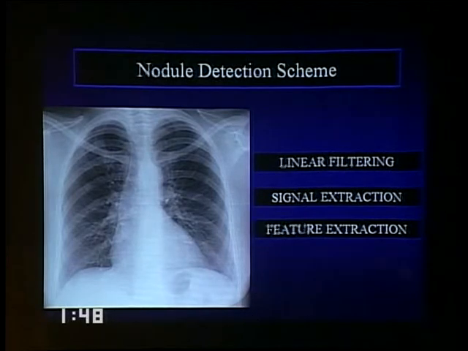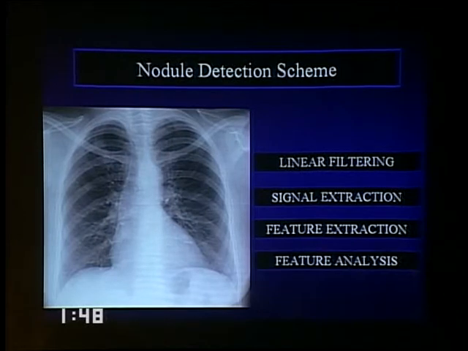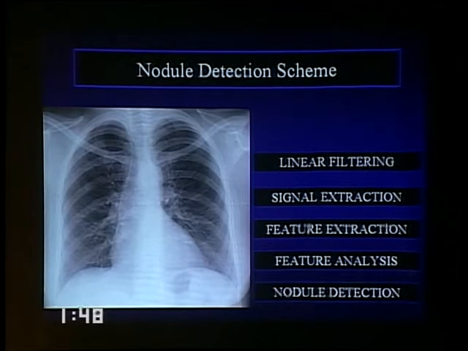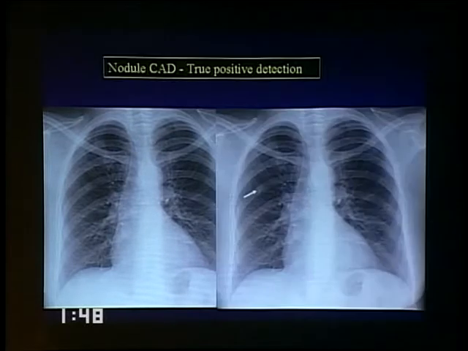We do linear filtering, we extract the signal, we do a lot of tests on the actual nature of the signal to try and distinguish false positives from true positives. It would come under the heading of feature analysis. And finally, try to extract the true nodules as distinct from the artifacts and the summation effects. So this particular nodule is detected by this program without any false positives, and I think you'll agree that's a pretty subtle nodule, and this kind of a program can be helpful.